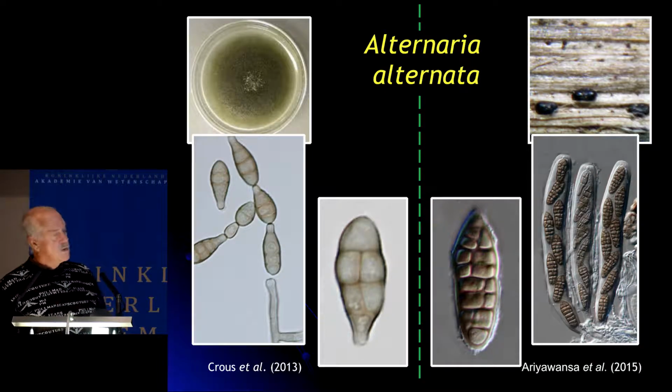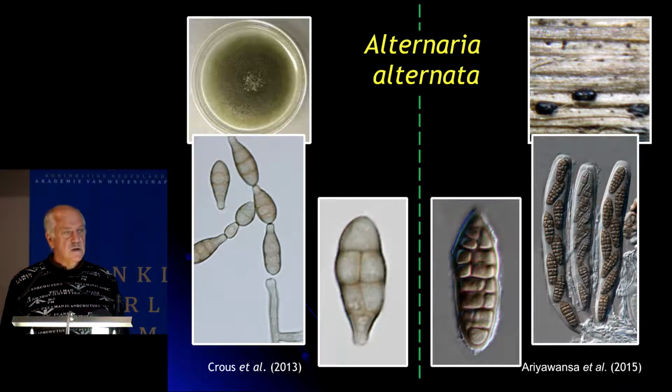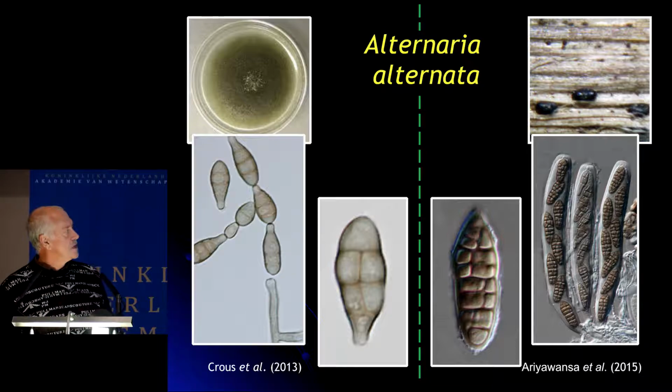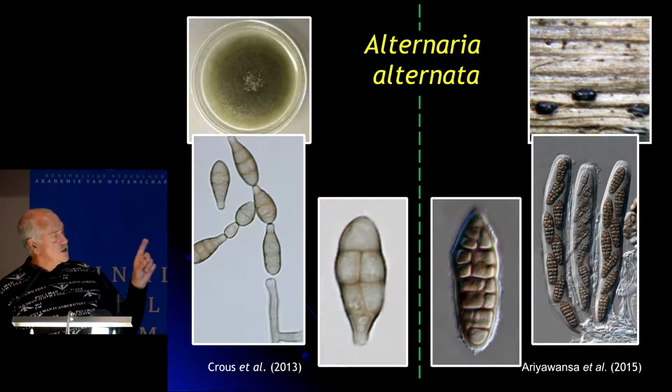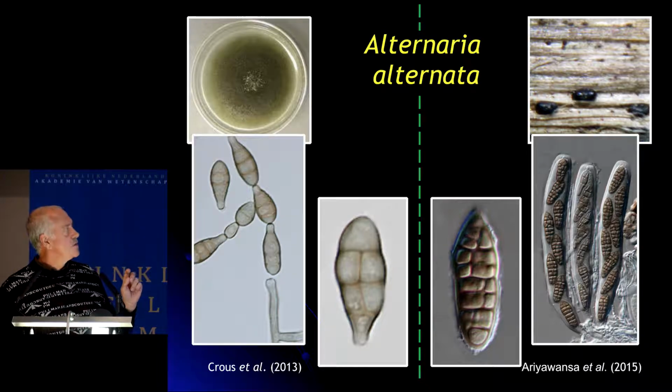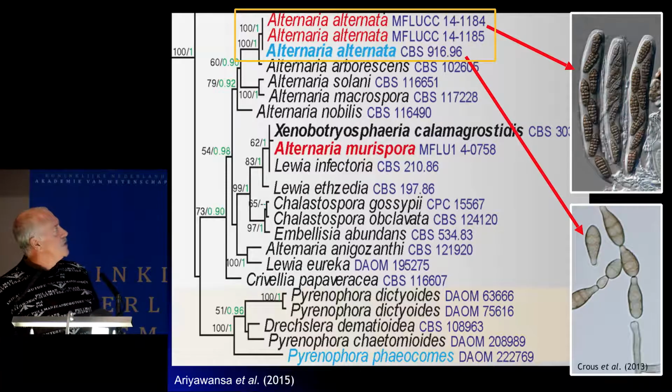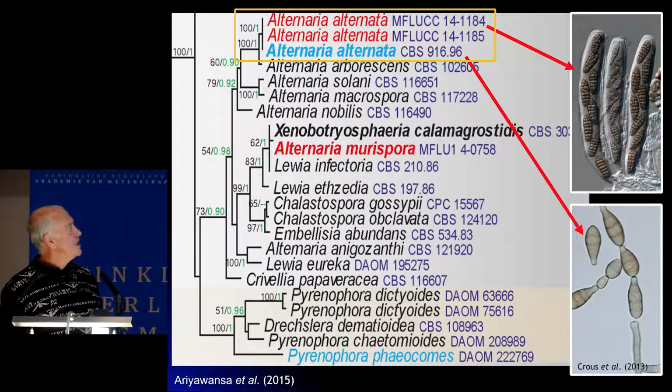Now, this is Alternaria, and recently we found a lot of sexual states of Alternaria. And this is one which we've just published. This is actually the sexual state of Alternaria alternata. And we have many more now. Again, you can link them in culture, and you can link them by molecular data.